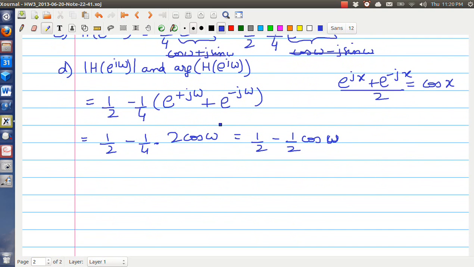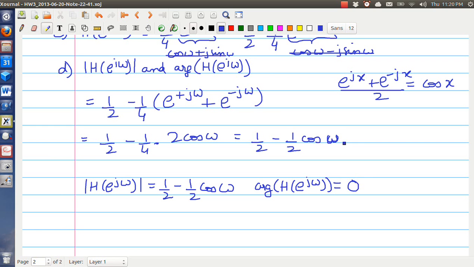So what's the magnitude of this expression? It's purely real, right? It's a real number, so its magnitude is the same. It's going to be half minus half cosine omega. And what will be the phase? It will be 0, because it's a real quantity times e^(j0). So the phase is 0. This is simply 1.